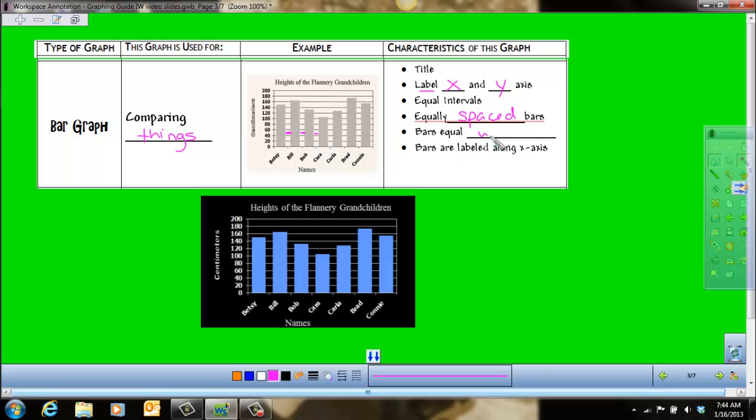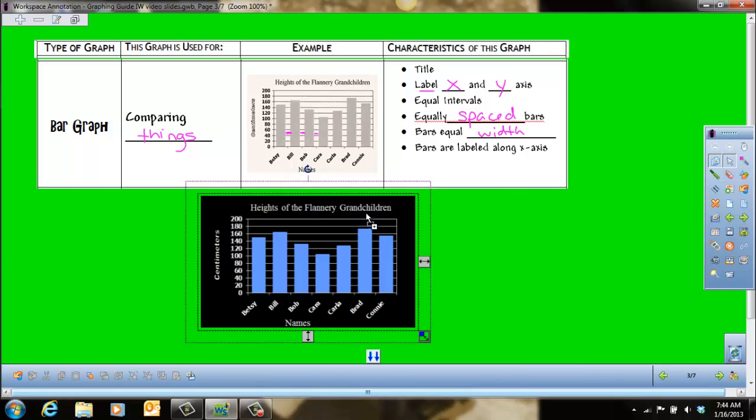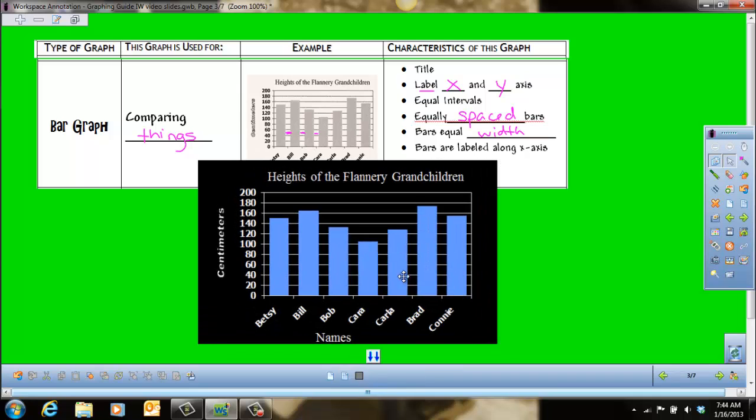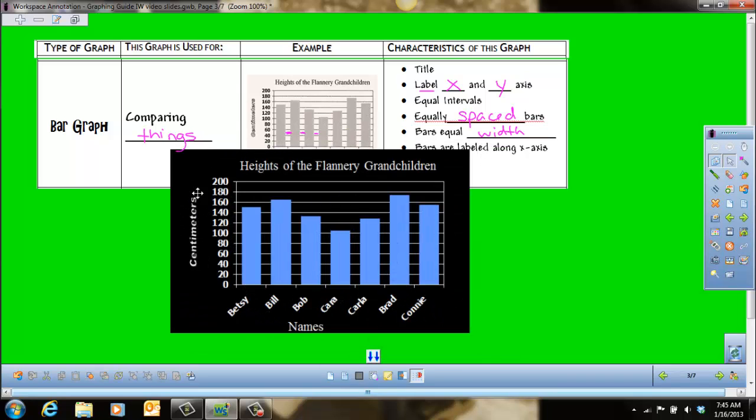And you want your bars equal width. You don't want any really skinny bars and then really wide fat bars. You want them all the same width so they all look the same. And then you label your bars along the x-axis. In this example, and I'll make this one a little bit bigger so we can see it, it's the heights of the Flannery grandchildren. So you can see they have labeled centimeters and they have the names, and you can easily see we're comparing all the grandchildren, and you can see that Brad's the tallest and Kara's the shortest. So it's easy to compare things and make some evaluations based on your graph because it's easy to see.